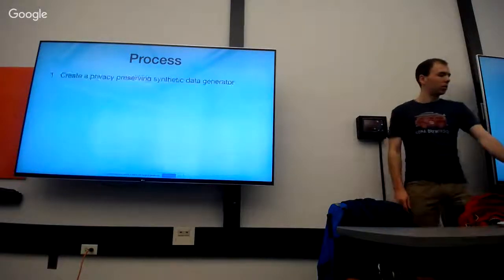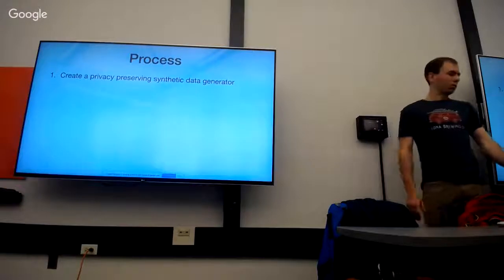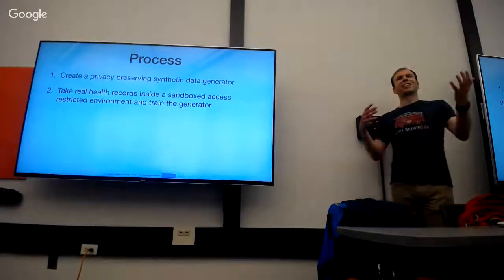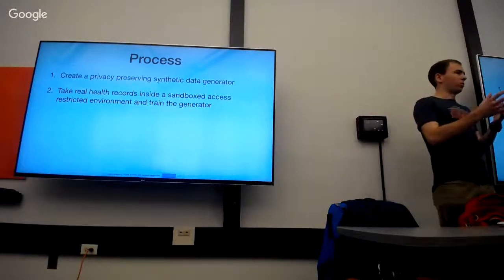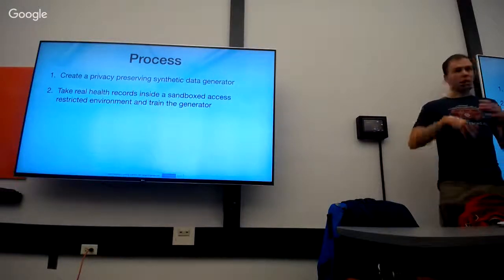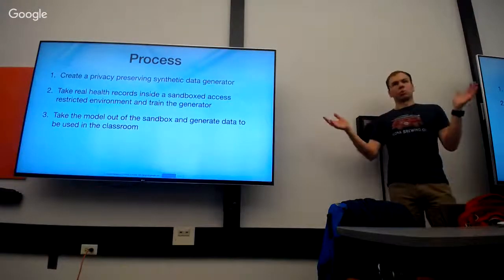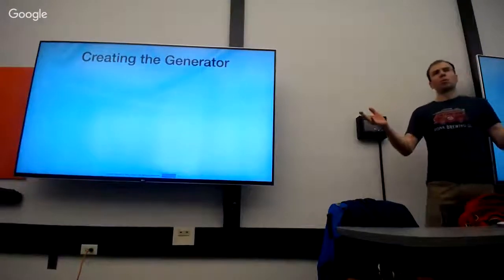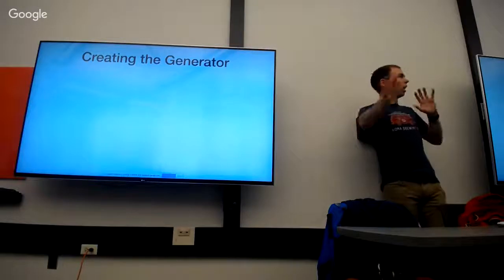So the process for this, first things first, we're going to create a privacy-preserving synthetic data generator. Sounds easy, right? The second thing is to take that into a sandbox environment that's restricted to health data that's only allowed in the sandbox. Train this generator, then pull the model out and be able to generate data as much as we want, and use it in the classroom. Really, what I'm going to be talking about in this talk is creating the generator, but just to know why we're doing this.